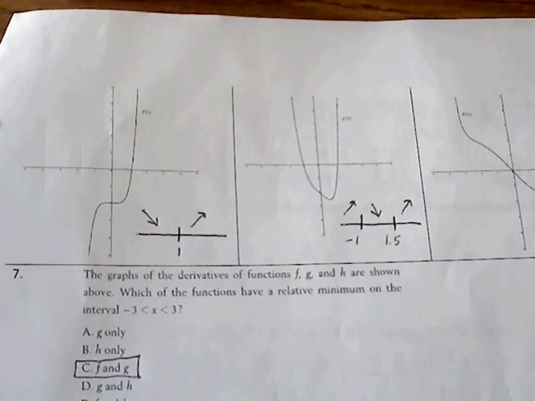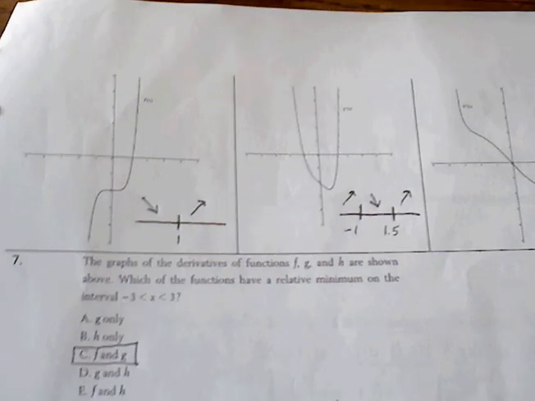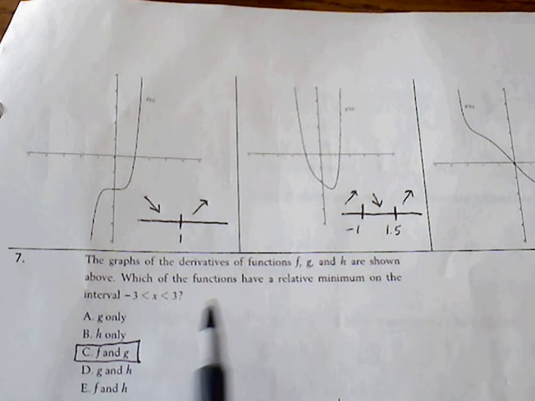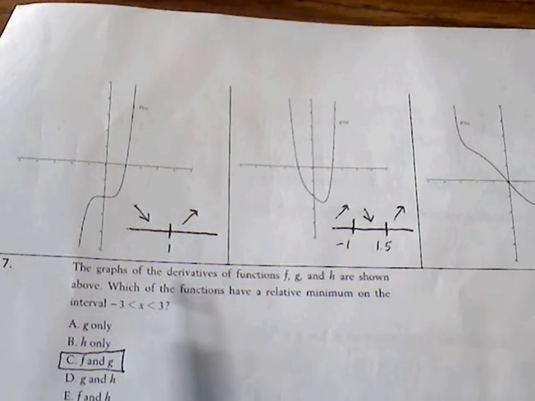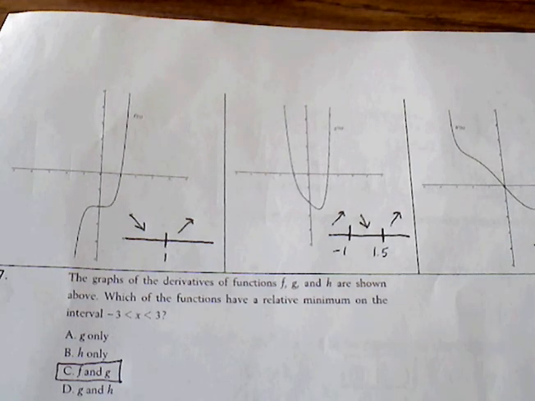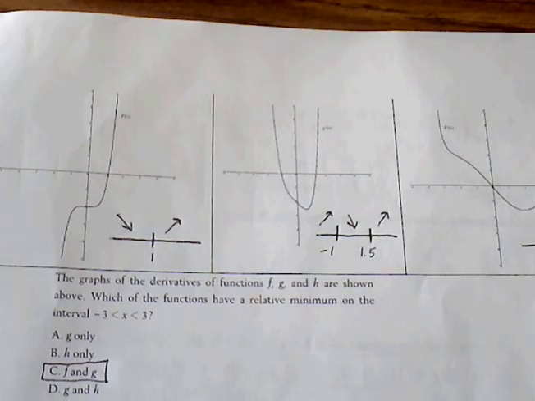All right, let's finish with review worksheet 5. So this is the back page here. Number 7, the graphs of the derivative f, g, and h are shown above. Which of the functions have relative minimum on the interval between -3 and 3? So it helps if we can create our slope sign lines for each of these derivative functions.